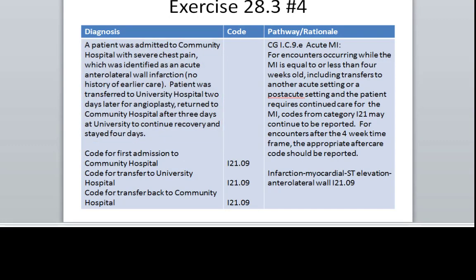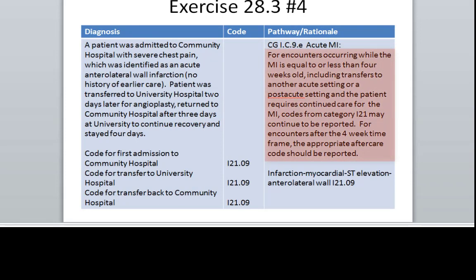Each of these encounters has the same code for each of the hospitals. That first admission to community hospital, I-21.09. Patient was transferred to University Hospital. They are also going to code I-21.09. Patient is transferred back to community hospital, I-21.09. And this is the coding guideline that references this.